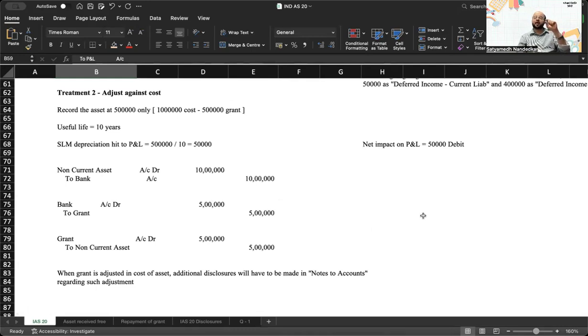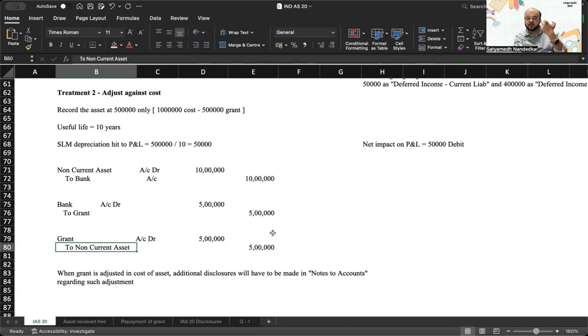So what you do is you record the asset at its original cost. You record the entry non-current asset account debit to bank. Then you record the entry for receipt of grant, bank account debit to grant. This entry is the same as the previous one. And then you adjust the grant amount against the non-current asset. Grant account debit, non-current asset credit. Grant account debit to non-current asset 5 lakh.